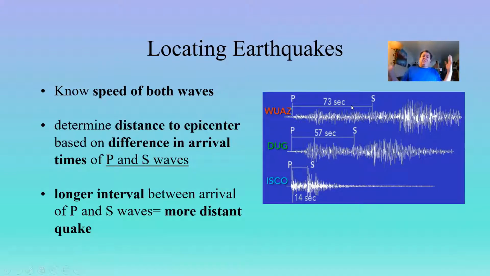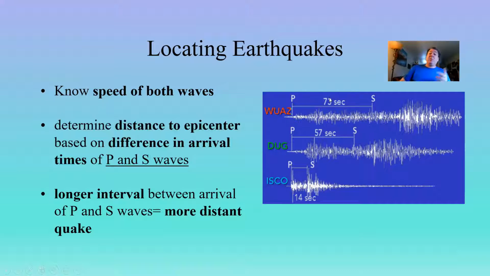The difference in arrival time. Using that information, we can put it into a formula and calculate exactly how far away the epicenter was from that individual station. So we'll take the 14 seconds here, throw that into our formula, and come out with a distance of X miles or whatever, right? Same thing with this, and same thing with this, right?